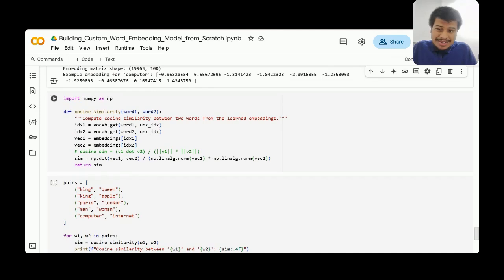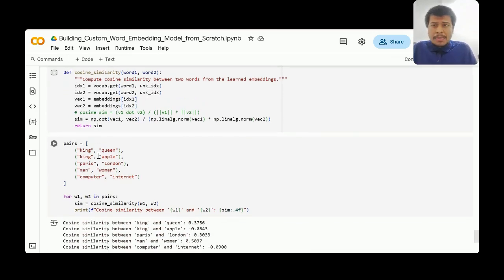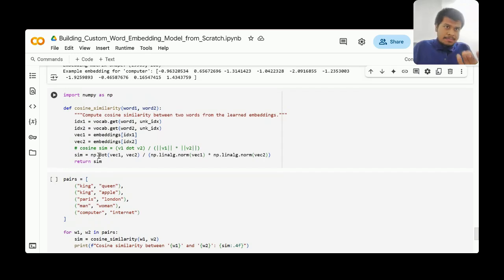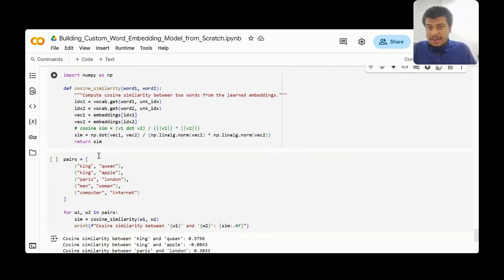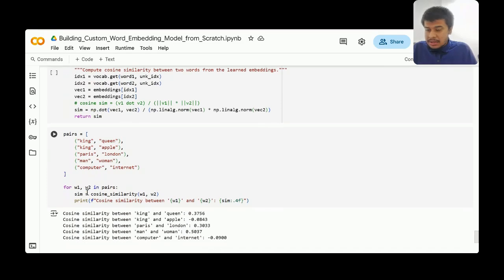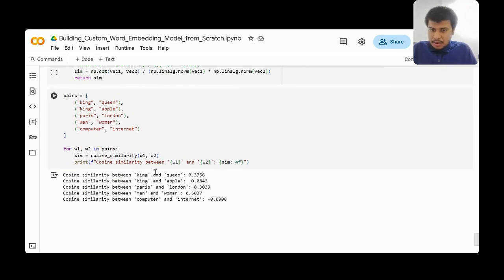And this is our own custom function that we have come up with for cosine similarity. It's very much straightforward. No need to depend on pre-written packages or modules. You can write your functions on your own. That is why it's from scratch. So with these different pairs, you can see how similar they are, how far away they are.